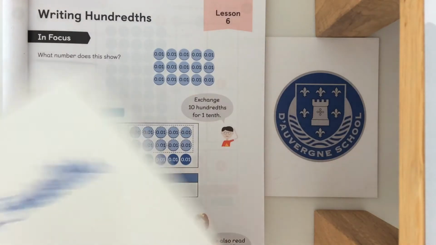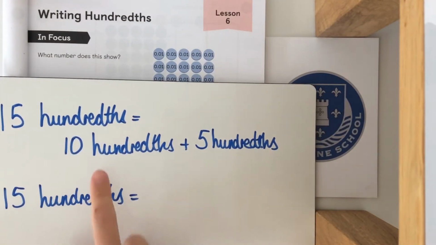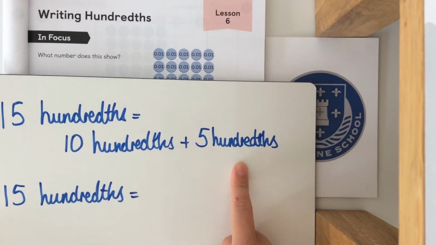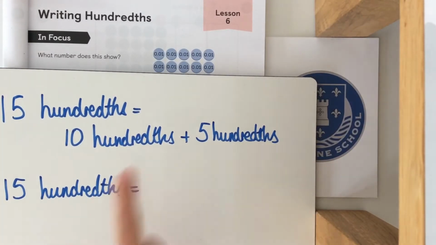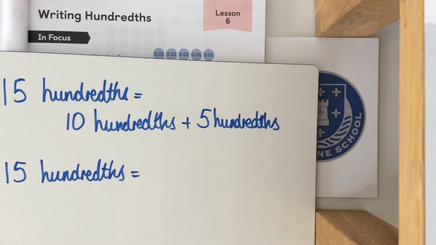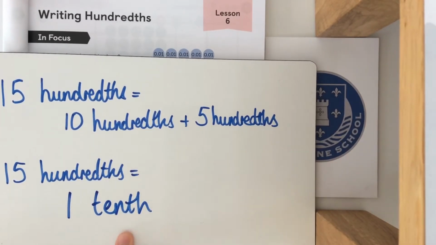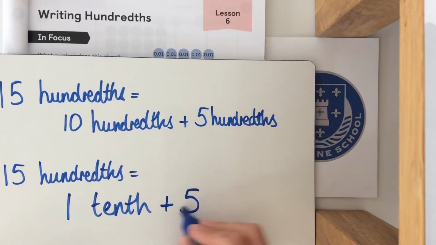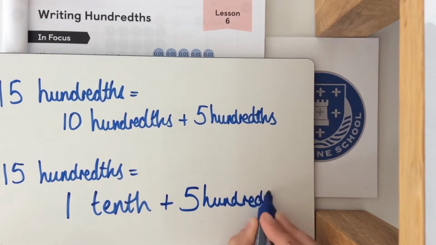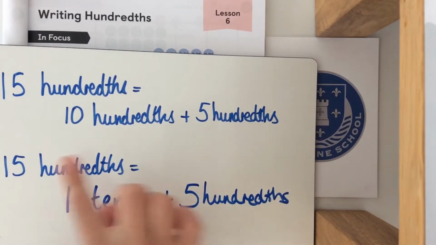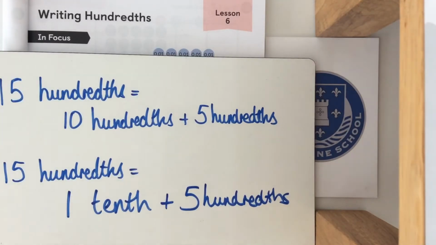So first of all, we need to realise that 15 hundredths equals 10 hundredths, add 5 hundredths. What would that equation look like after we've regrouped 10 of those hundredths for a tenth? What would our equation look like then? Pause the video whilst you see if you can finish off that equation. So instead of 10 hundredths, we've regrouped them for 1/10, and then we've still got those 5 hundredths there. Okay, so instead of 10 hundredths add 5 hundredths, it would be 1/10 add 5 hundredths.